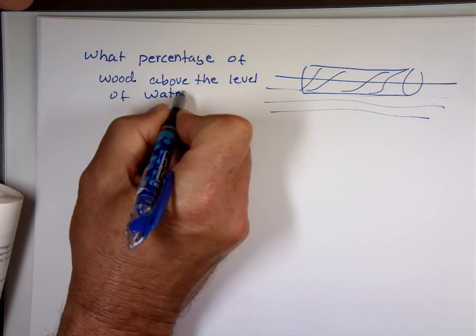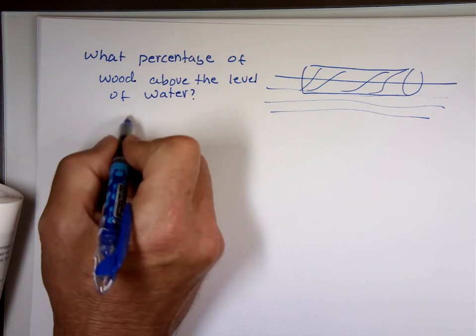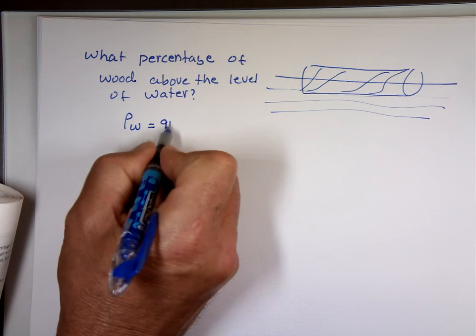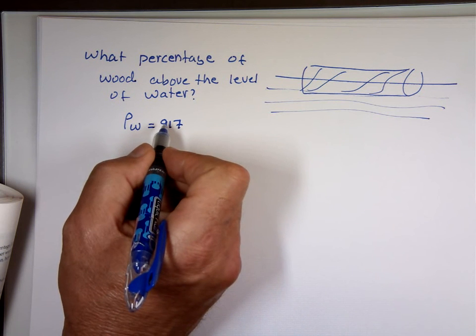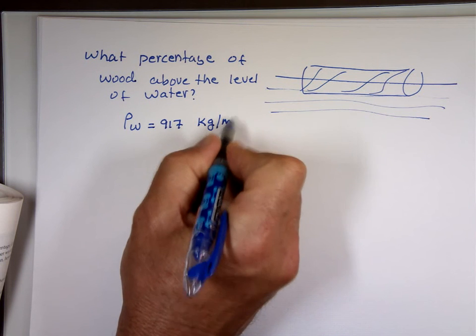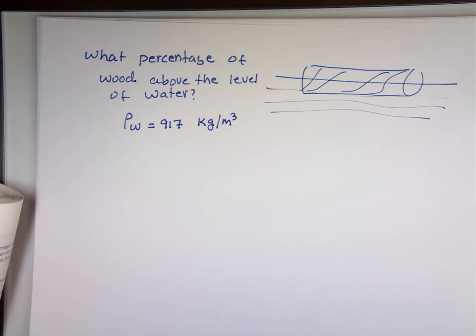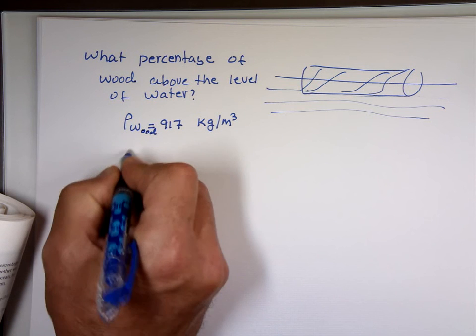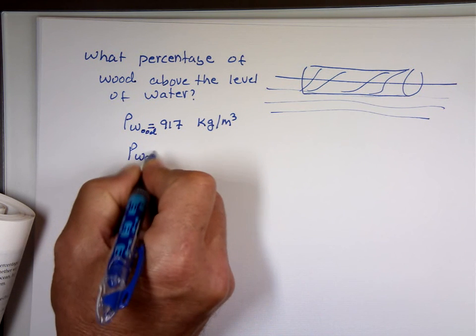Assume the density for that wood, W here, heavy wood, 917. Usually a wood is not that high. We'll say this is a heavy wood. Maybe it's coated with some tar, like a telephone pole. And assume wood here, and the other one is water. Rho for water is equal to 1,000.